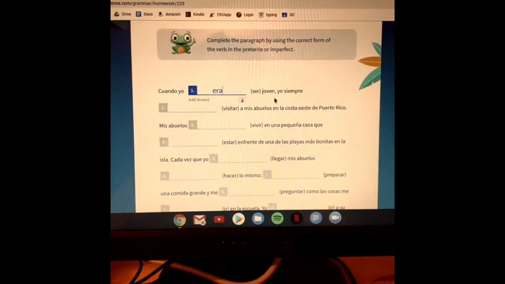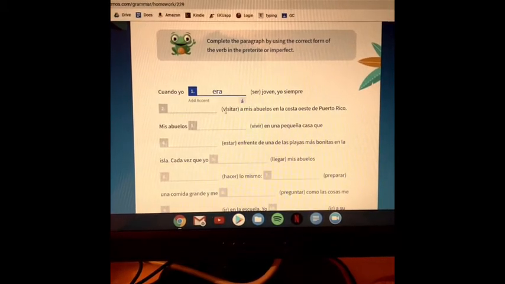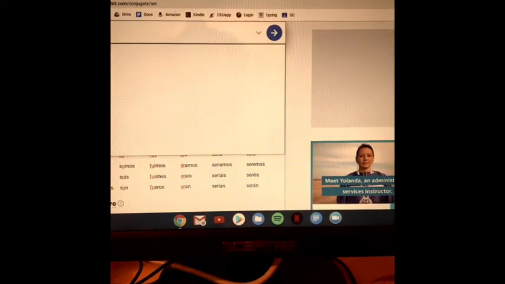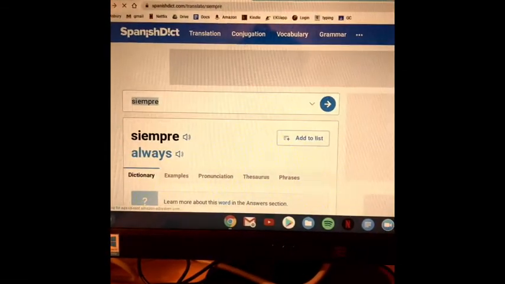All right, so saying I always visited my grandparents, would that be preterite or imperfect? At first, I was doing this earlier to make sure that I was doing it right, and at first I thought that it was preterite because I was like, I visited my grandparents. That's the thing that happened once. But no, since I always, that's very important. That's why you got to look at all the words and know what it means. So if you forgot what siempre meant for a second, just quickly look it up. Siempre means always, right?